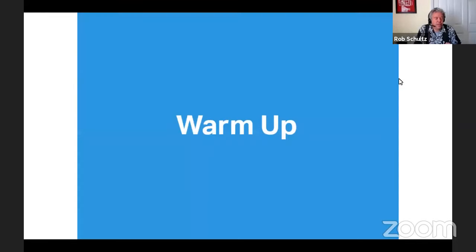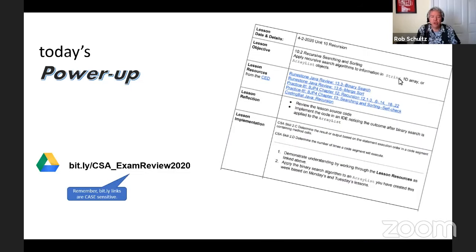Yep. We'll jump in. All right. Okay, so for our warm-up, yesterday I mentioned that one of the things I would show you today was just very quickly what you might see if you get into Coding Bat to do some practice problems and you've never used Coding Bat before.